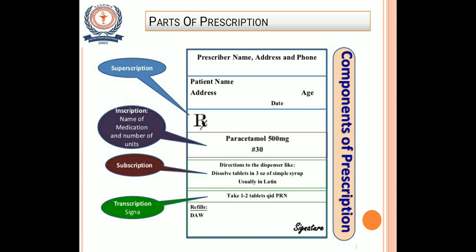This is a typical example of a prescription where you can label the different parts. You can see here, first of all, the details of the prescriber like hospital name or prescriber's name, address and his contact details. Then the patient details, which include the name, address, age, and the main thing, the date. Afterwards is the superscription. Then is the inscription, which contains the name of the medication and the number of units to be dispensed. Then is the subscription, then the signatura, refill direction and finally the signature of the physician.